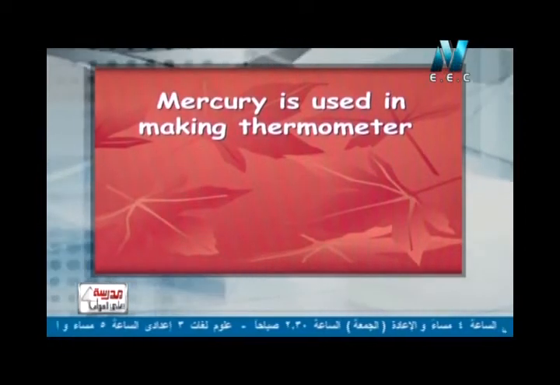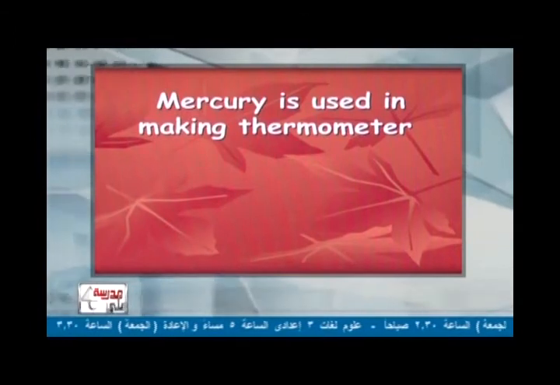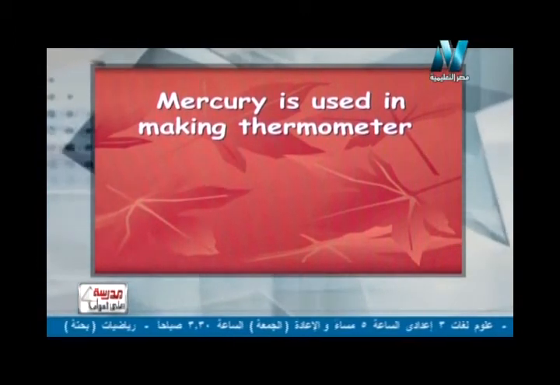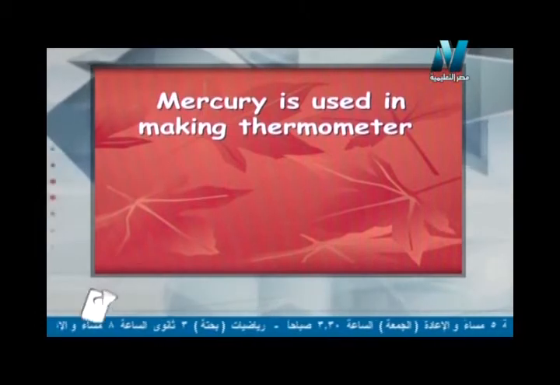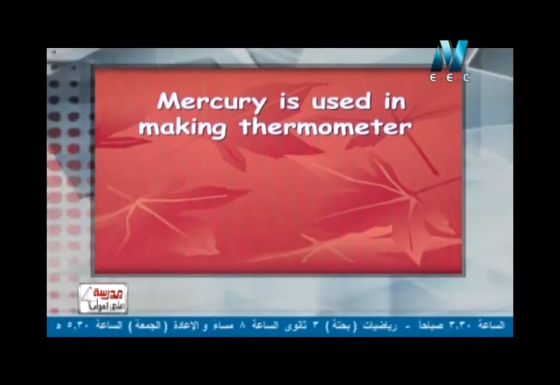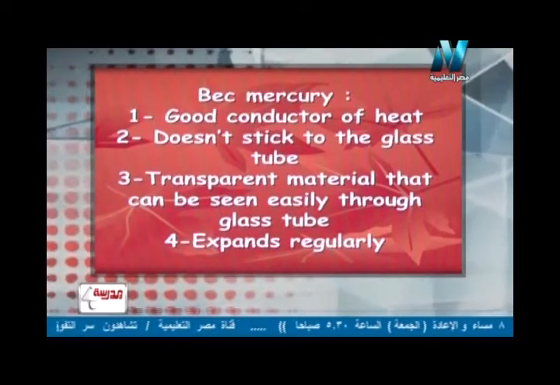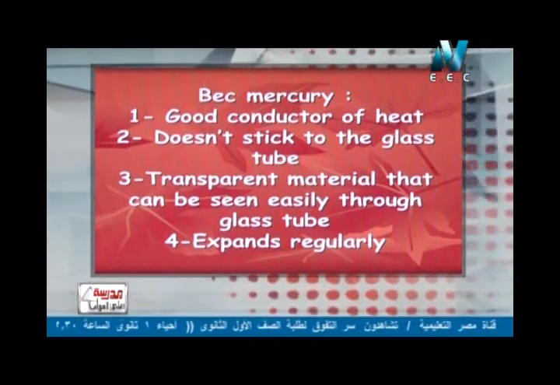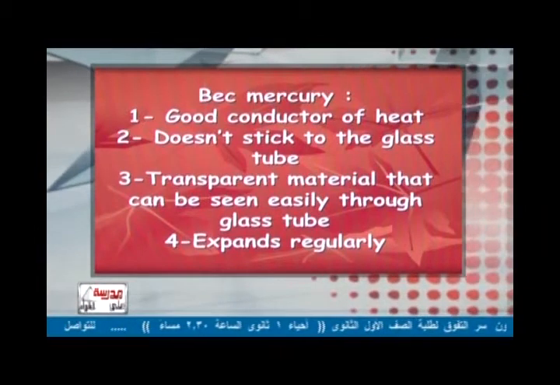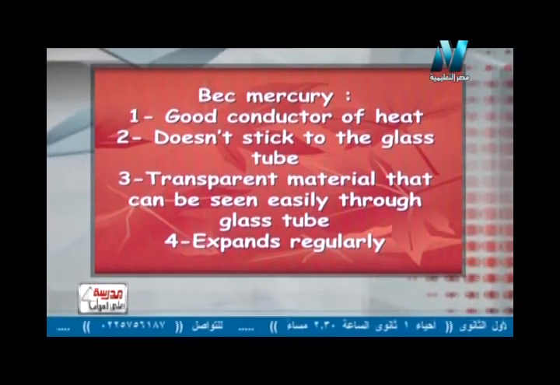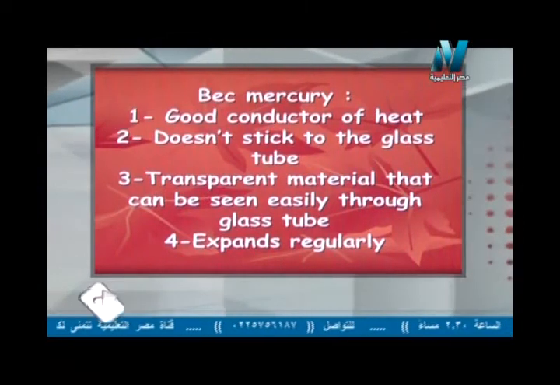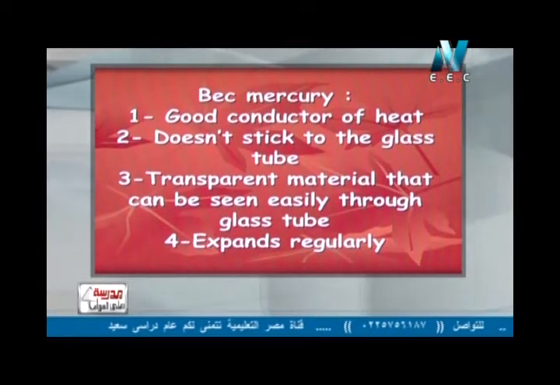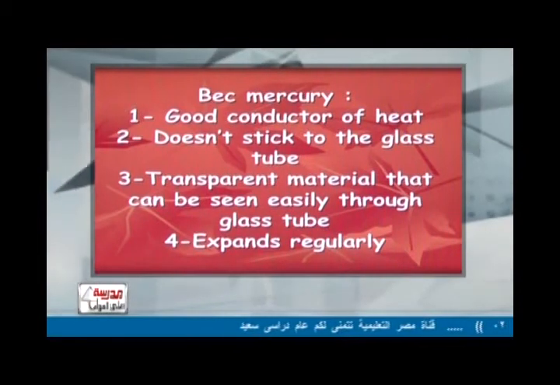Another question. Mercury is used in making thermometers. Why is mercury especially used in making thermometers? I have four reasons, not only one. Because mercury is a good conductor of heat, because mercury doesn't stick to the glass tube, because mercury is transparent and can be seen easily through the glass tube, and at last it expands regularly. So mercury is used in thermometers for many reasons.